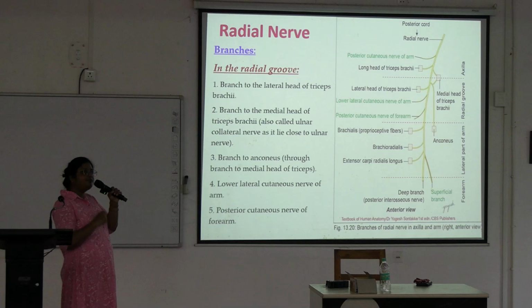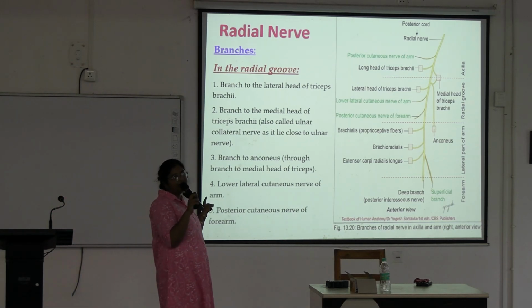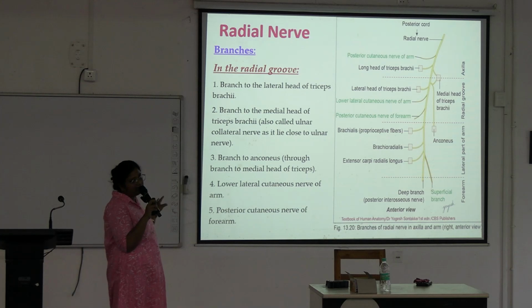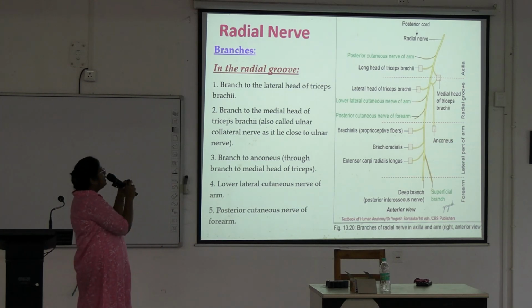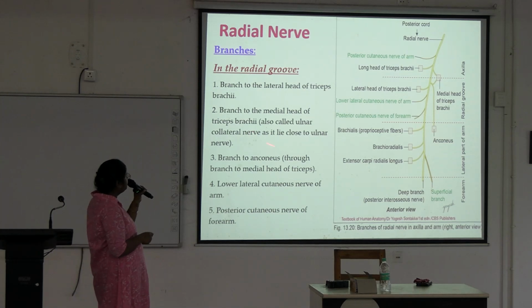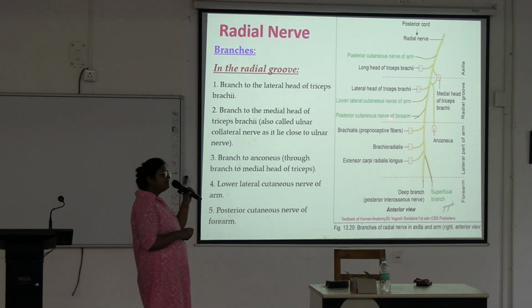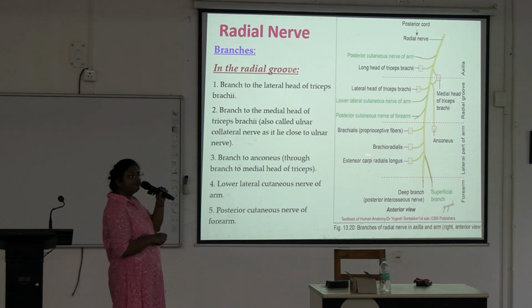This is also asked in your viva, which is called ulnar collateral nerve. It is a branch of radial nerve accompanying the ulnar nerve, going to supply the medial head of triceps. And as it lies close to the ulnar nerve, that's why it is called ulnar collateral nerve.